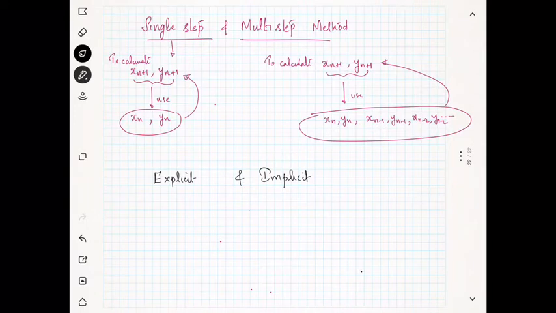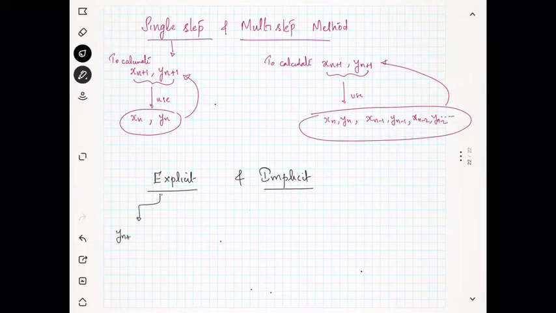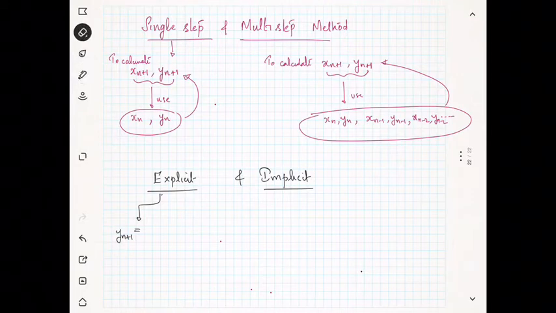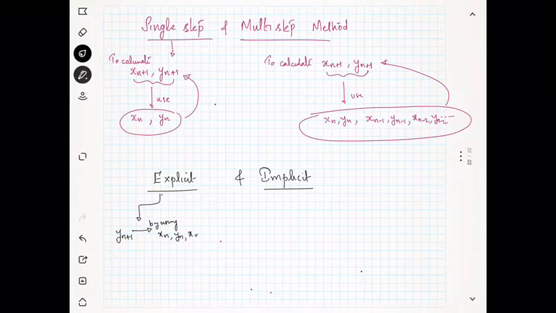So in the explicit method, you will be using an explicit formula. What is this explicit formula? That is, yn plus 1, the new value of the unknown function, is calculated by using xn, you may use yn, you may use xn plus 1, etc. You will use all these things to calculate yn plus 1.